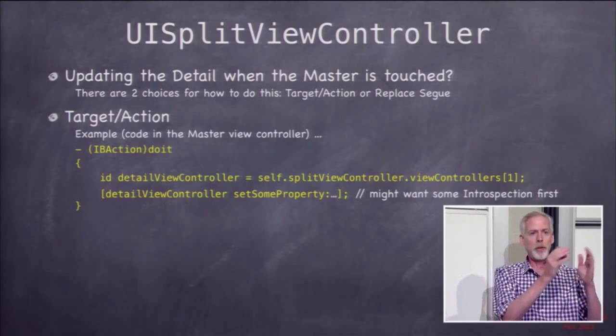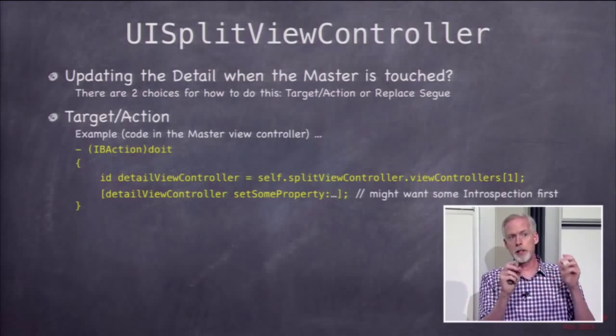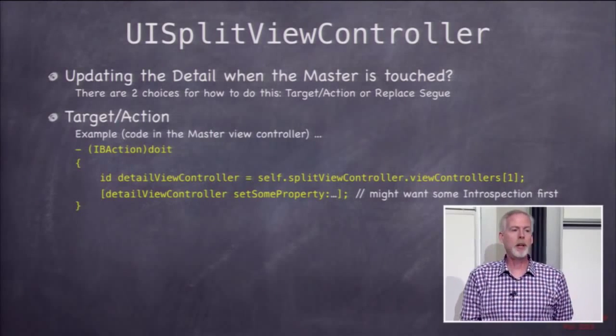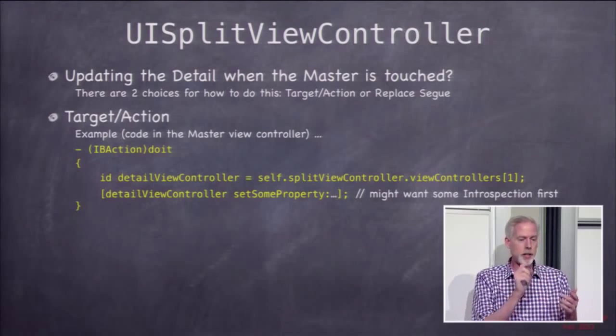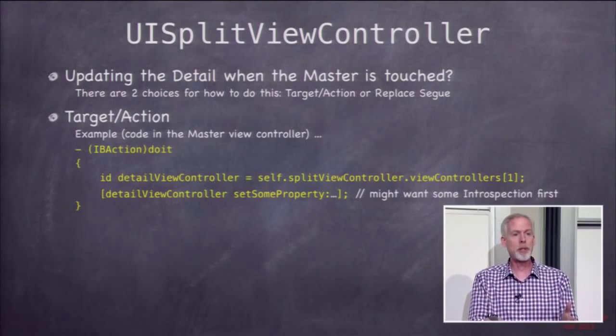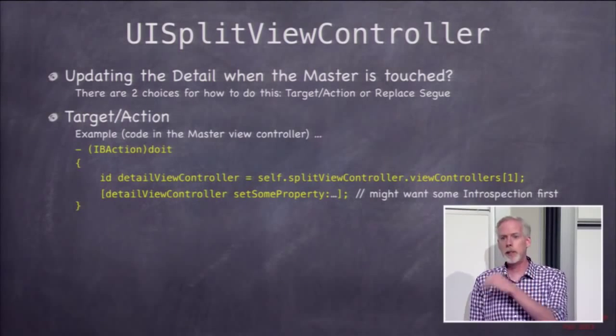Of course, if it's a table view in master, you have to use didSelectRowAtIndexPath. That's target action for a table view. But if it were just a button in your master, like that calculator thing, where you click a button that says show the graph, it could just be normal target action. And it would do something like this: find the detail and go update it.